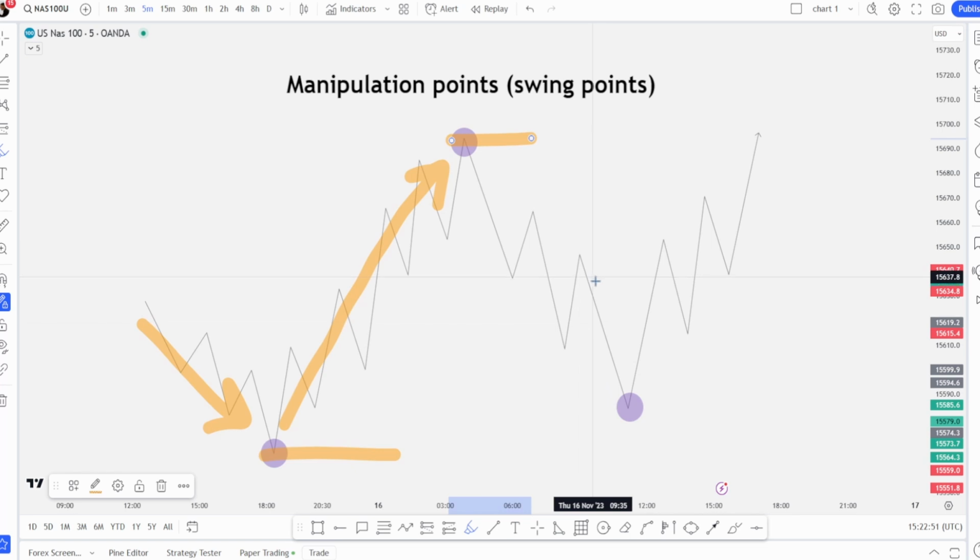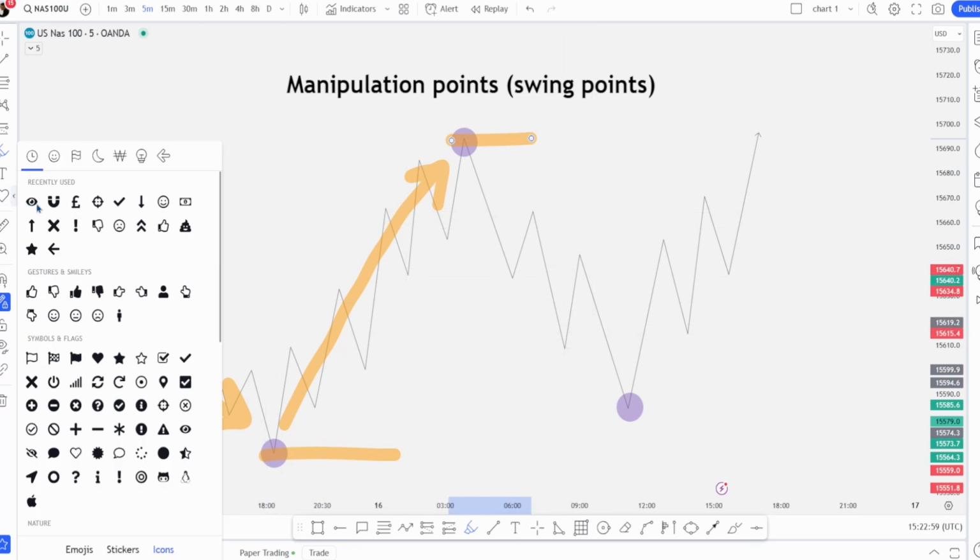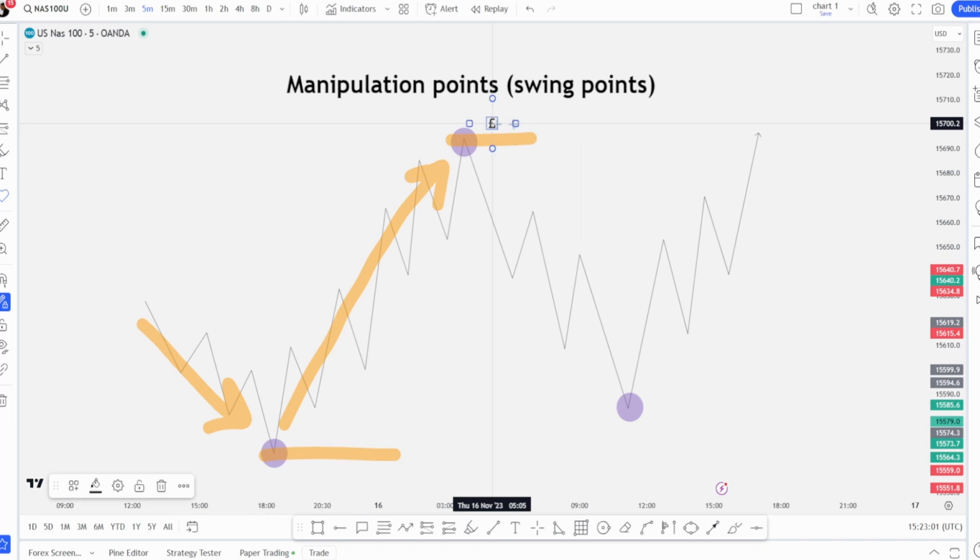So what we need to work out is where we sit within any two manipulation points, because these manipulation points hold high amounts of liquidity. We know that they hold high amounts of liquidity because if we are moving bullish, for example, like this chart is showing you, the market's overall goal will be to run the higher point of liquidity and to leave the lower point of liquidity protected.